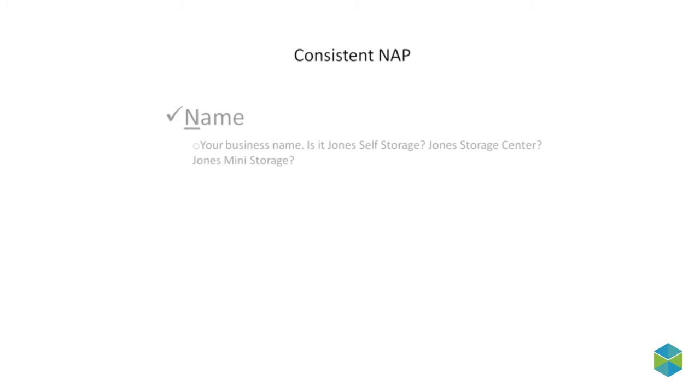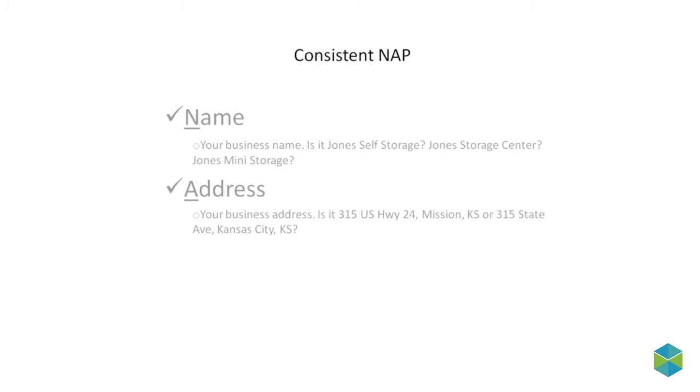So if you go to yellowpages.com and you see your business listing and say it's Jones Self-Storage, but your listing in Google Plus is showing up as Jones Storage Center, you want to make sure that you are constantly using Jones Self-Storage in all of your listings. So that way you've got that consistent name across the web. Jones Self-Storage, Jones Storage Center, Jones Mini Storage, they're all the same place, but the computers don't know that. They look at that as three different names.